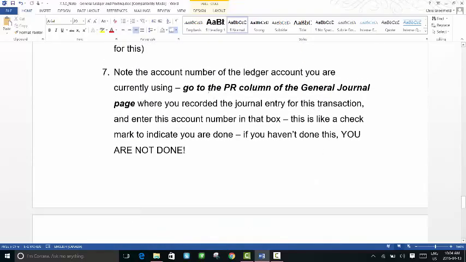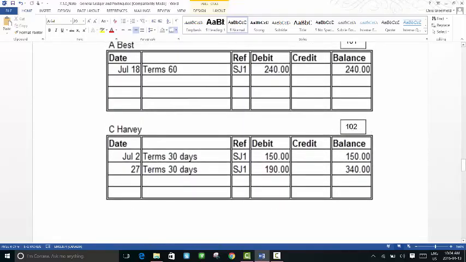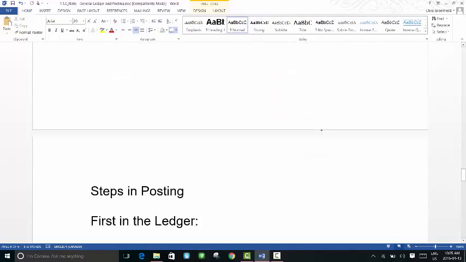Oh, and then the last step, sorry, very important. So then what you're going to do is you're going to take this account number here and go back to the journal page where this, for instance, this last entry for 190 that came from the sales journal, you're going to go back to that entry, and in the posting reference column on the journal, you're going to put in the account number. So it's kind of like a little tick mark to show that you're done the work.